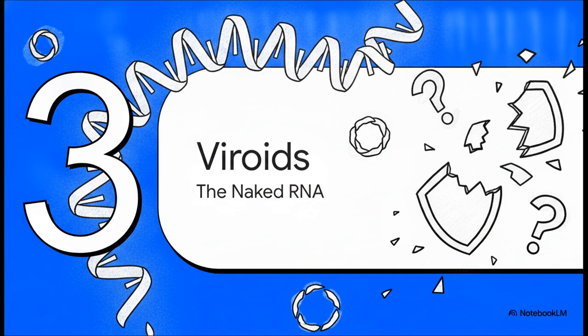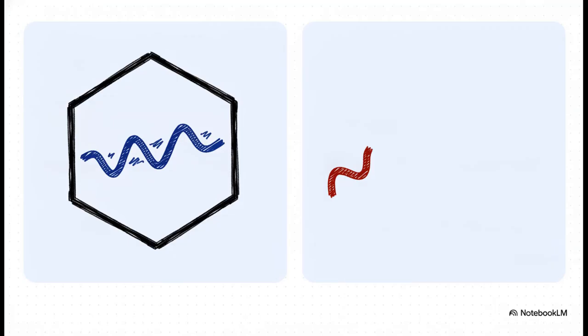Viroids, the naked RNA. This brings us to a really fascinating mystery. We just established that a virus is genetic material wrapped in a protective protein coat. But what if we strip away that shield entirely? Could an infectious agent still exist? Enter the viroid. While a virus has that protective capsid and a nucleoprotein structure, a viroid completely lacks a protein coat. It is physically smaller and consists of absolutely nothing but free, naked RNA.